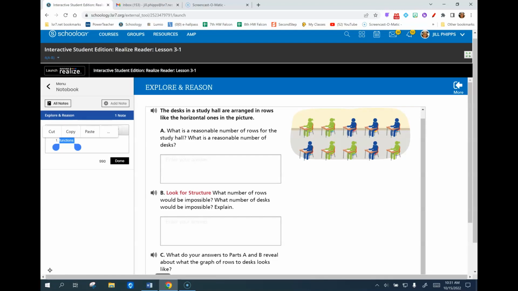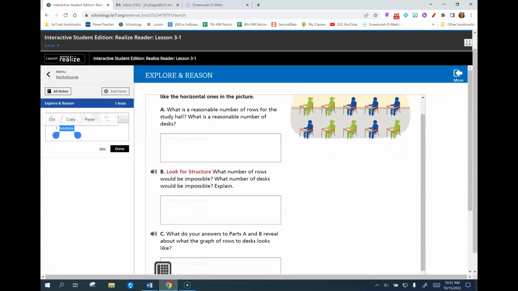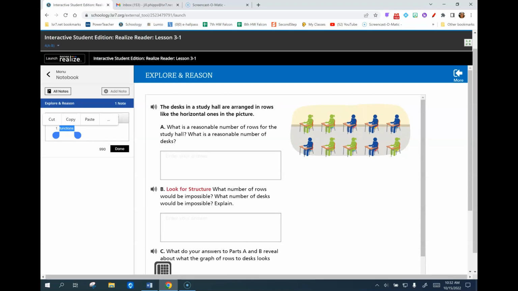The desks in a study hall are arranged in rows like the horizontal ones. What is a reasonable number of rows for the study hall? What is a reasonable number of desks? So what we're doing is we're looking at all the desks that we have over here, and you have to figure out what could be reasonable. I know you can play with that and come up with it. Okay, so just kind of look at that. You have 10 total. What could be some possibilities for rows and of how you can arrange that room?